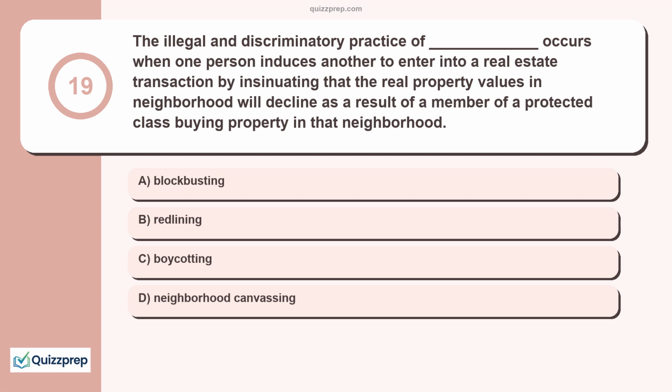Question 19. The illegal and discriminatory practice of blank occurs when one person induces another to enter into a real estate transaction by insinuating that the real property values in the neighborhood will decline as a result of a member of a protected class buying property in that neighborhood. Blockbusting, redlining, boycotting, neighborhood canvassing.